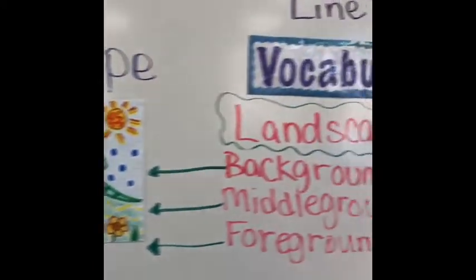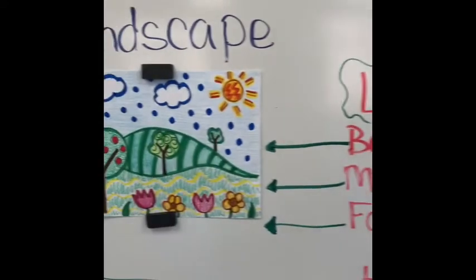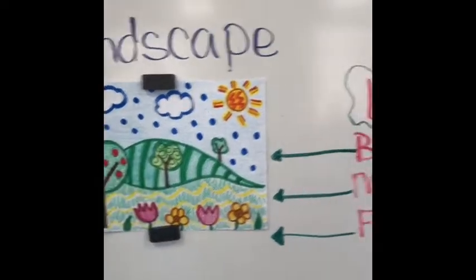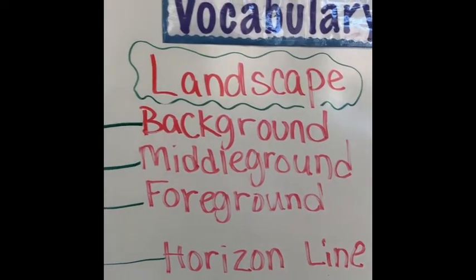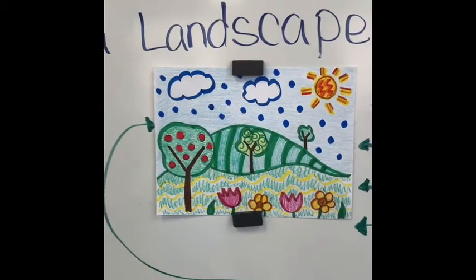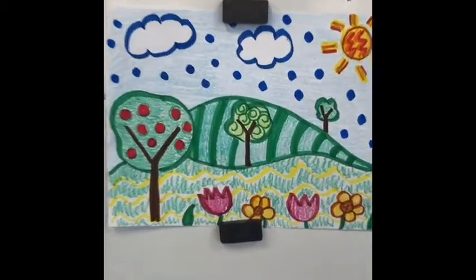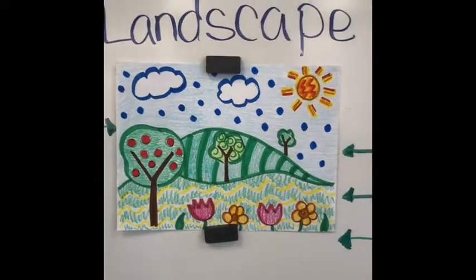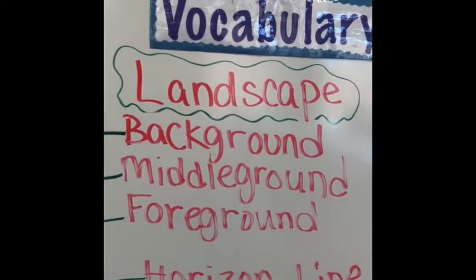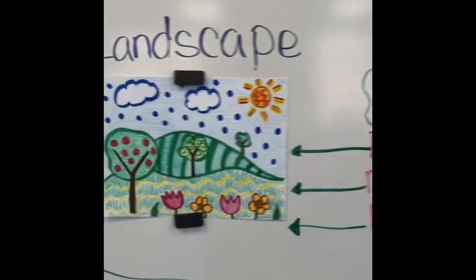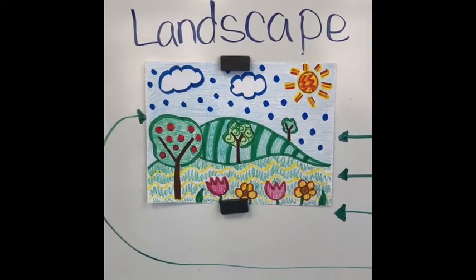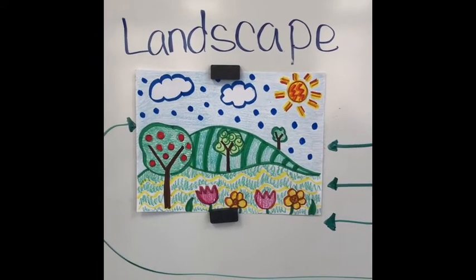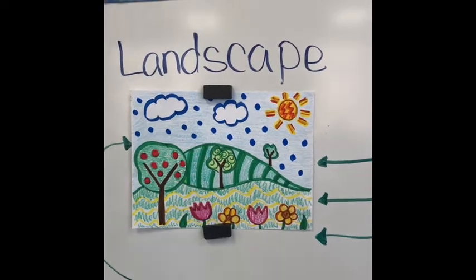A landscape has a background, which is what is in the back, the smallest part, the smallest tree. A middle ground, and the middle ground is in the middle. That tree right there that has this green spiral and is medium size. And in your foreground, that is going to be your biggest tree and flowers. What's in the front? When an artist creates a landscape, this allows the viewer to see the distance in their picture, to see the space.